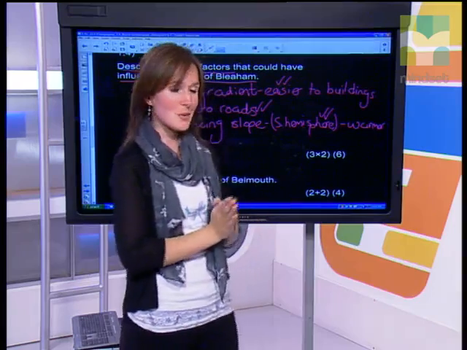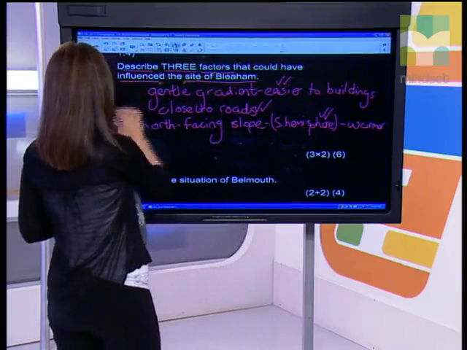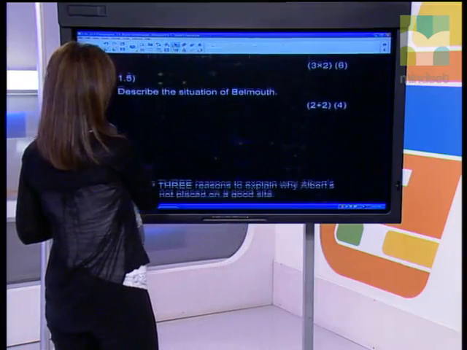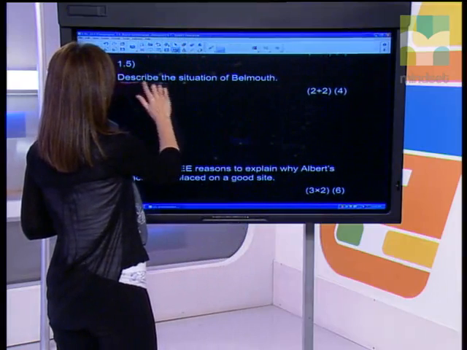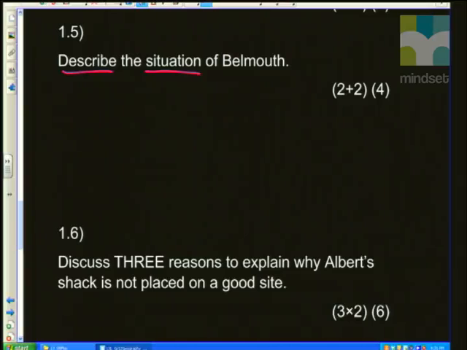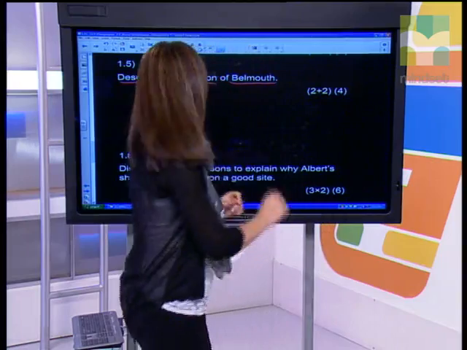Let's have a look at the next question. It asks us to describe the situation of Balmouth. Okay, let's just reiterate the difference between site and situation yet again, so that you can get it right in your exam. Site: the actual piece of ground on which the settlement is built. Situation: where is that settlement in relation to surrounding features? Okay, so let's have a look at Balmouth and see what we can find.